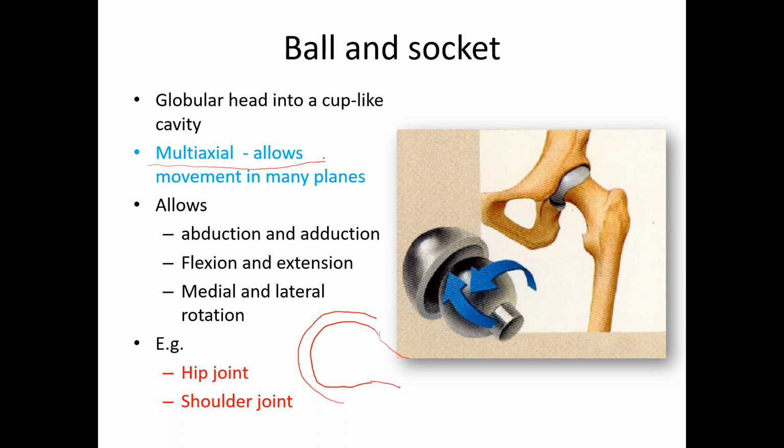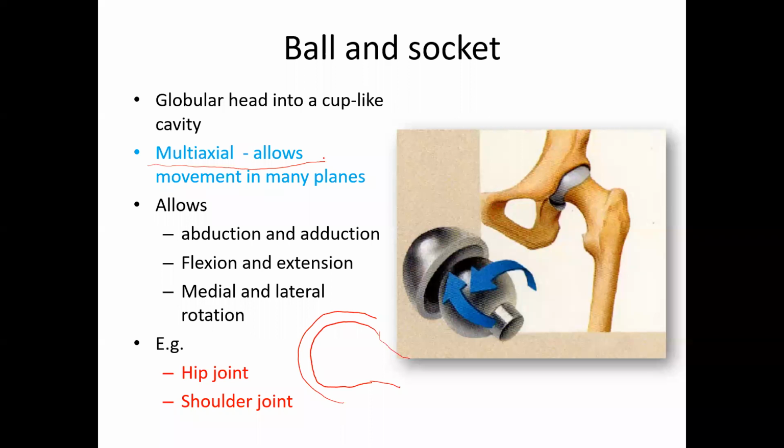So it can move in many planes. It allows all the possible movements of abduction, adduction, flexion, extension, and medial and lateral rotation. If you think about your hip joint and your shoulder joint, those are the largest ball and socket joints in the body. The largest joint is the hip joint, basically. I think the knee joint is second, right? Anyway, the largest ball and socket joint in your body is the hip joint.